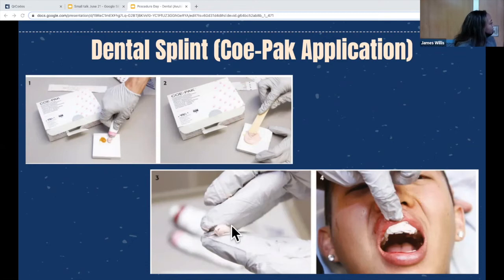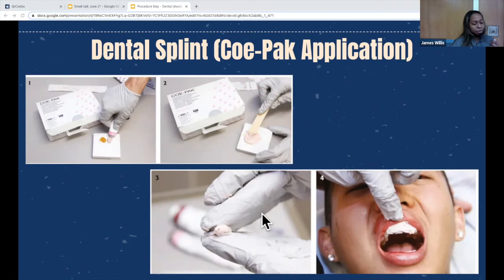And then you put the paste on your gloves. You should use a lubricant on your gloves before picking it up, or else it'll just stick to your gloves. And you roll this sort of clay-like mixture between your fingers. And then you have to make sure that the teeth are dry. So you dry the teeth with a gauze. If the teeth are wet, it won't actually stick to the teeth.